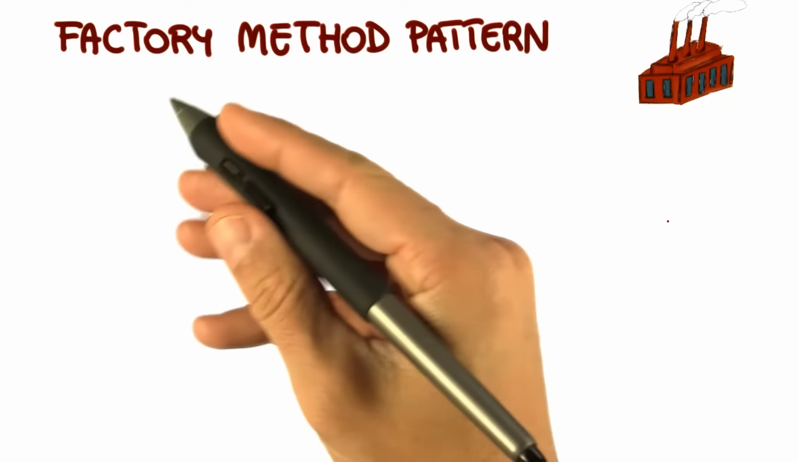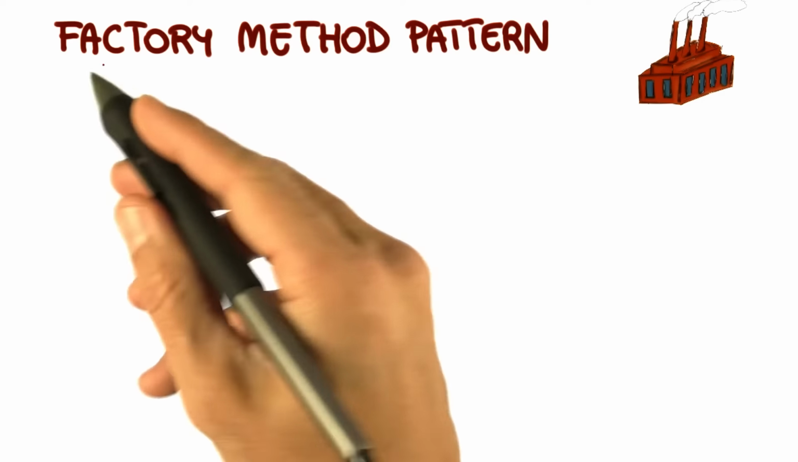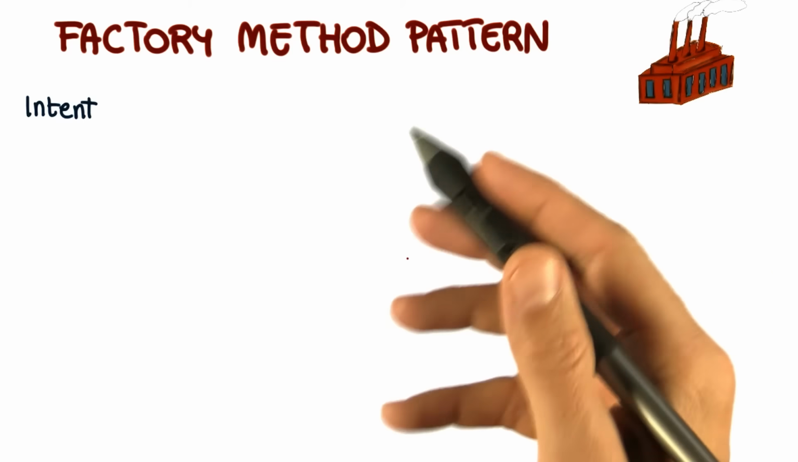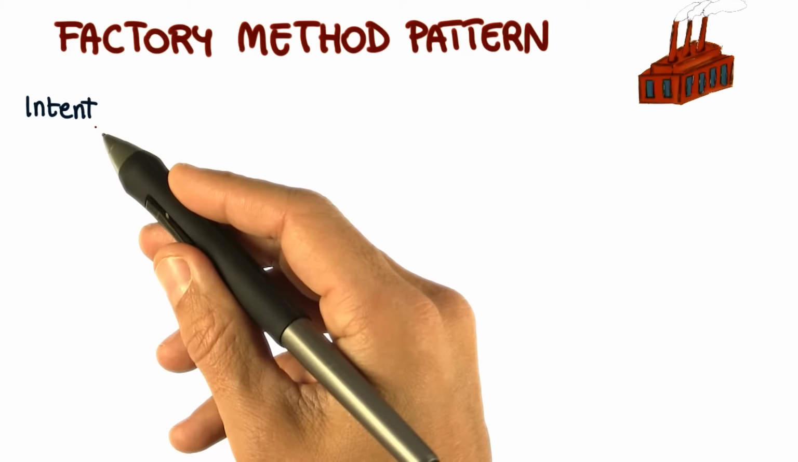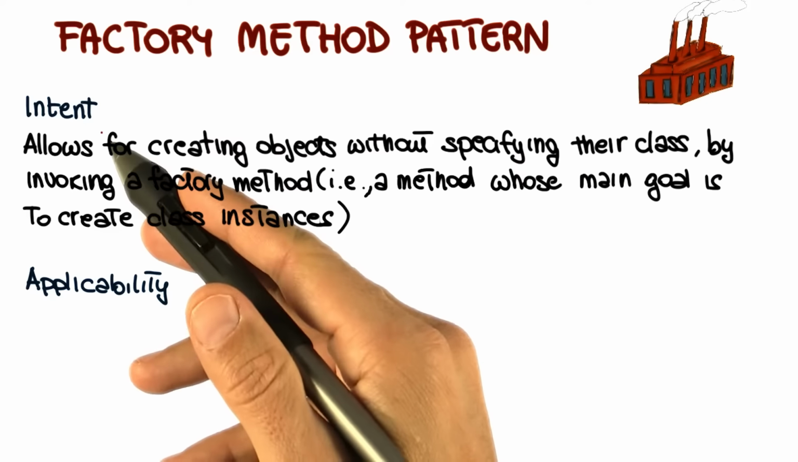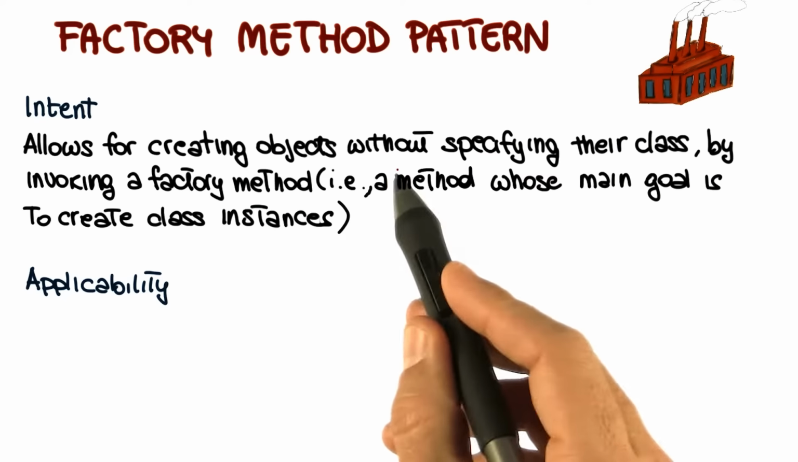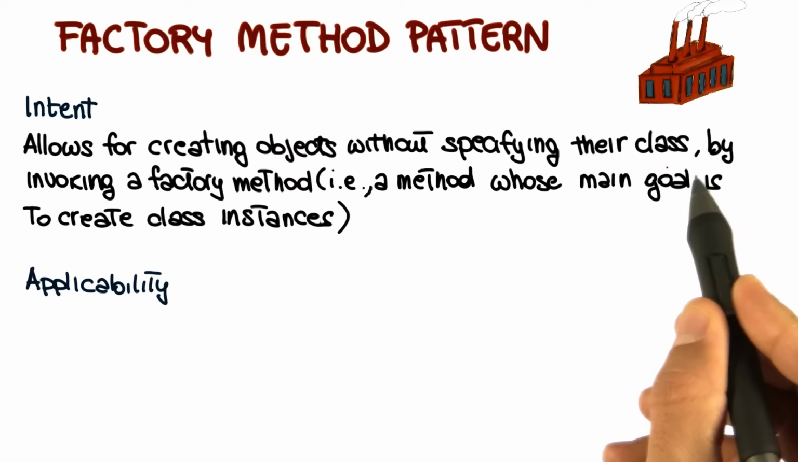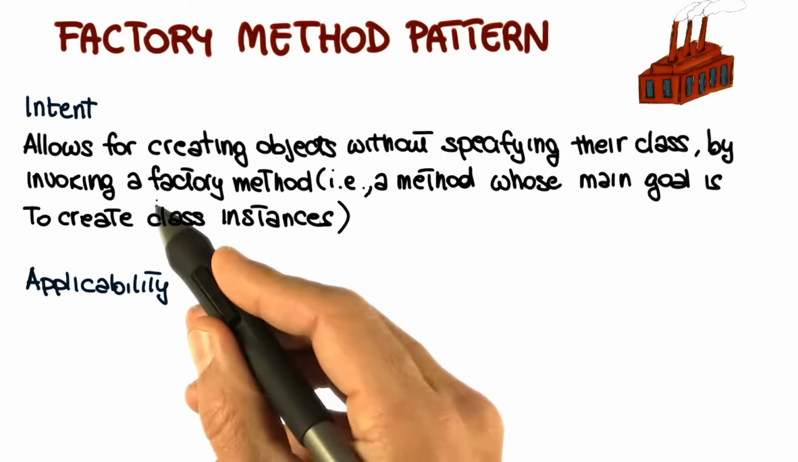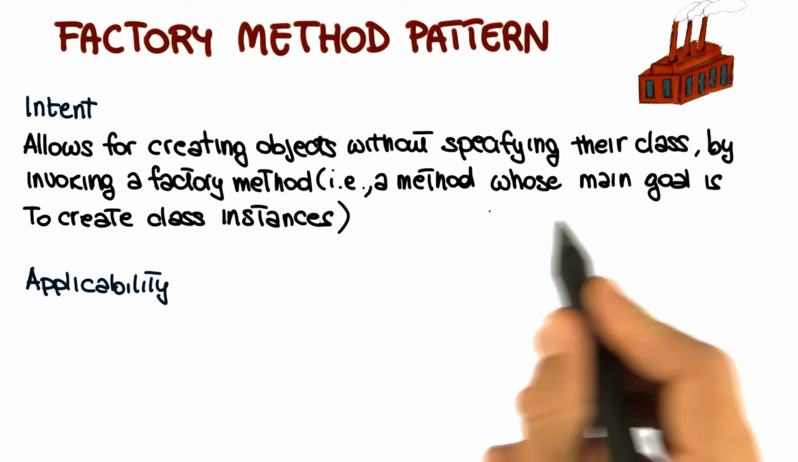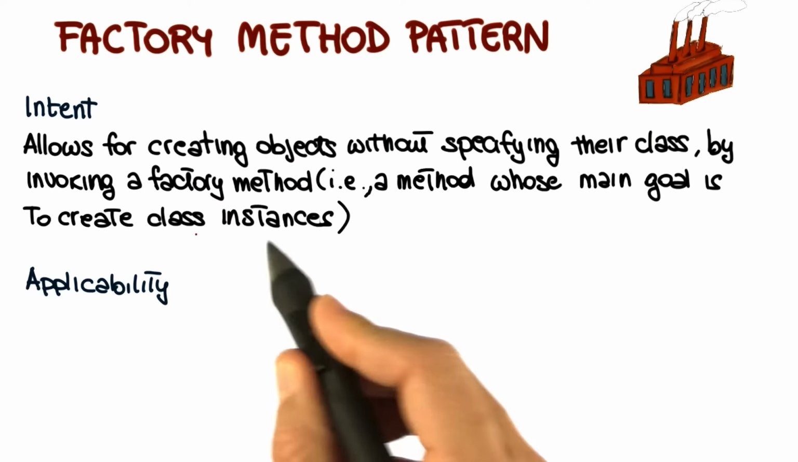Let's now look at the first design pattern that we will discuss, the factory method pattern. And I'm going to start by discussing the intent of the pattern and its applicability. As far as the intent is concerned, the factory method pattern allows for creating objects without specifying their class by invoking what we call a factory method. And that is a method whose main goal is to create class instances.